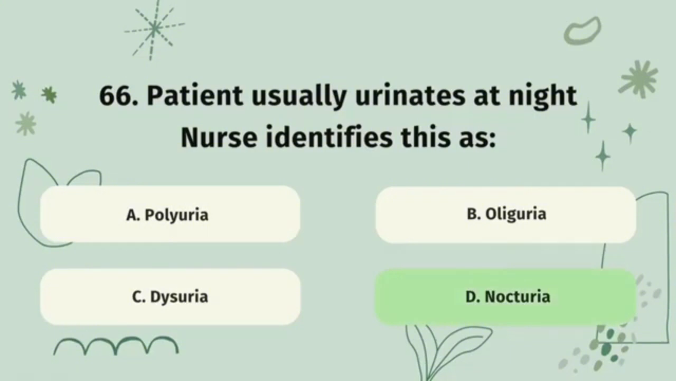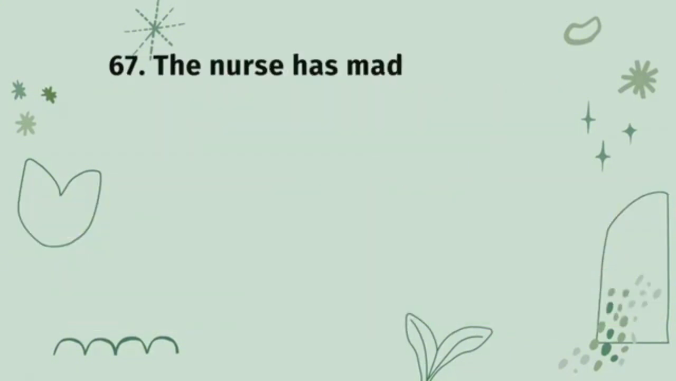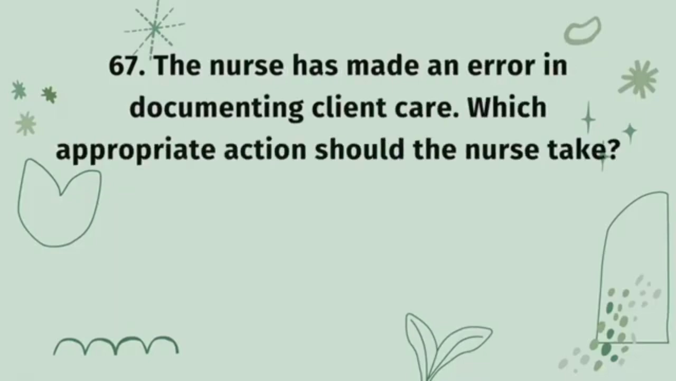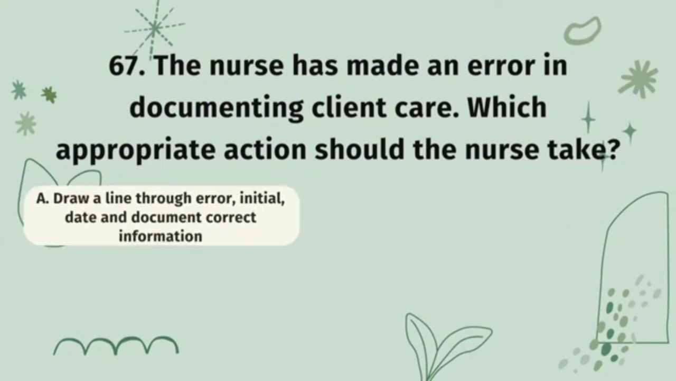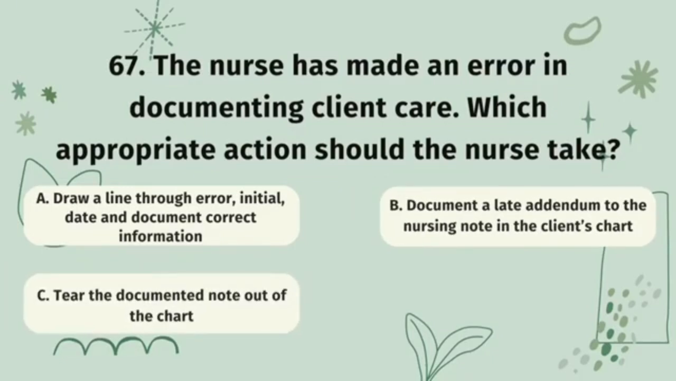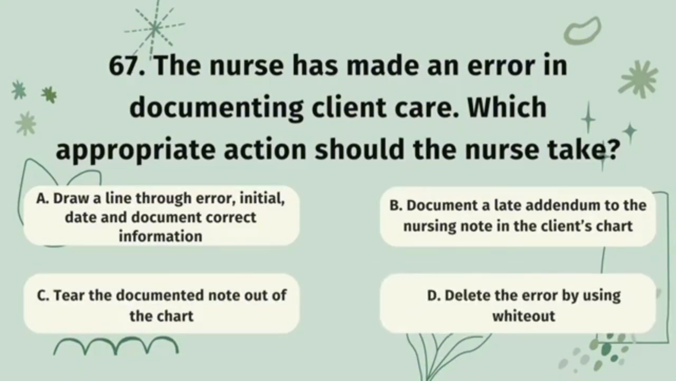The correct answer is D. Question 67. The nurse has made an error in documenting client care. Which appropriate action should the nurse take? Option A. Draw a line through error. Initial, date, and document correct information. Option B. Document a late addendum to the nursing note in the client's chart. Option C. Tear the documented note out of the chart. Option D. Delete the error by using whiteout.